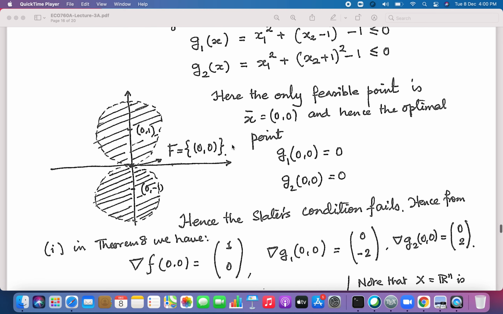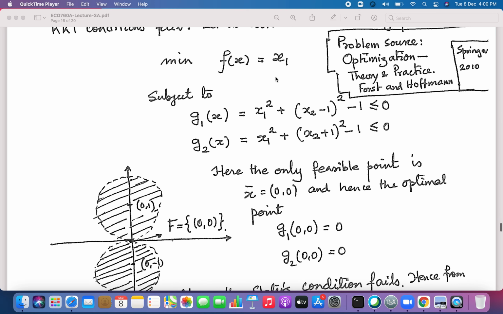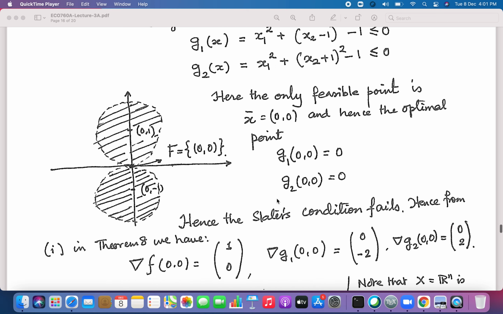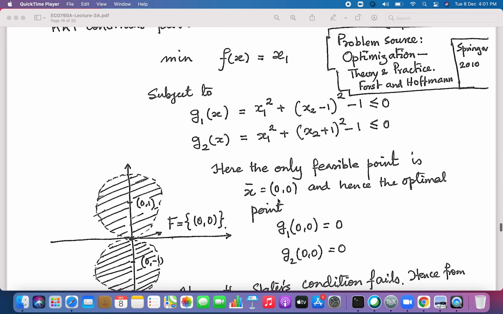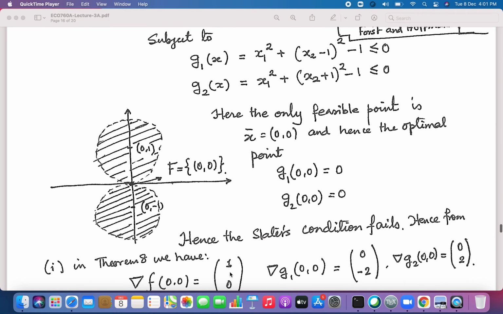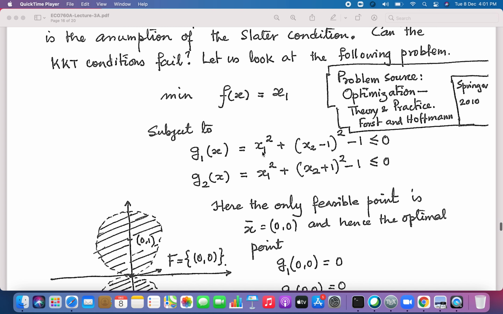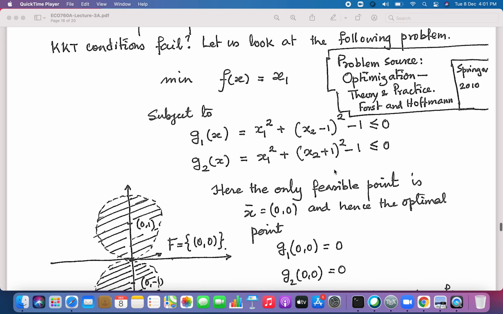Now let us look at the gradient. If I calculate the gradient of f, it will be (1, 0) because there is no x2 here, and at (0, 0) it also gives (1, 0), since it is constant. If I calculate the gradient of g1(x), I get (2x1, 2x2 minus 1), and if I put (0, 0) there, I get (0, -1).